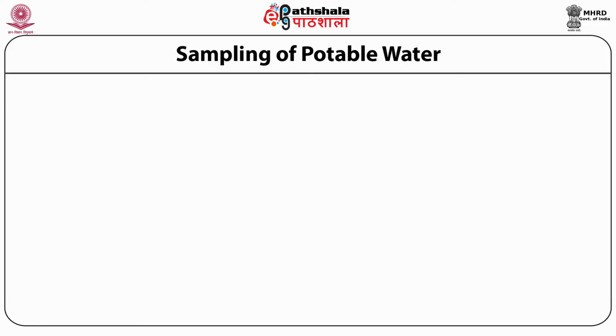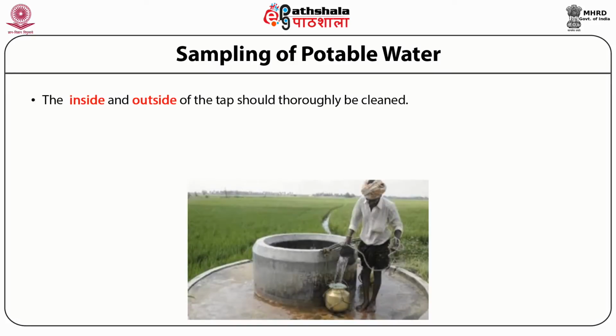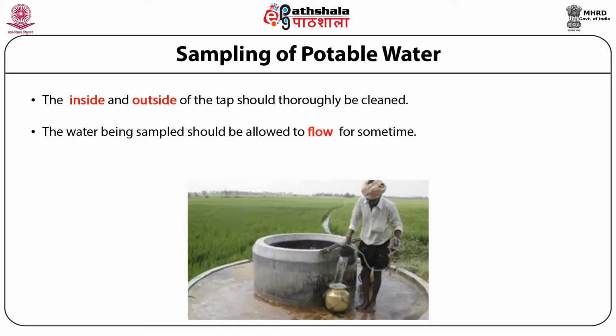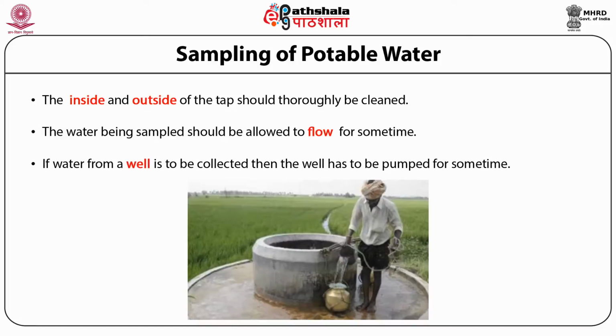Before collecting the sample, the inside and outside of the tap should be thoroughly cleaned, and the water being sampled should then be allowed to run for some time so that the sample will be representative of the whole supply. If water from a well is to be collected, then the well has to be pumped for a sufficient period of time so that the sample represents the groundwater that feeds the well.